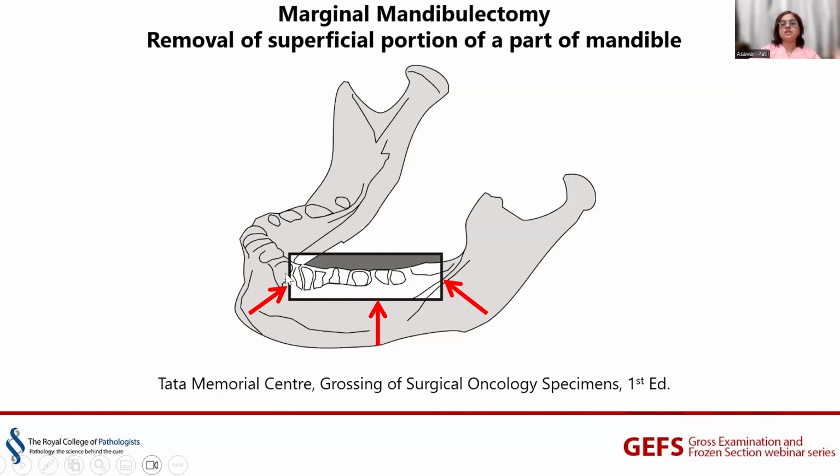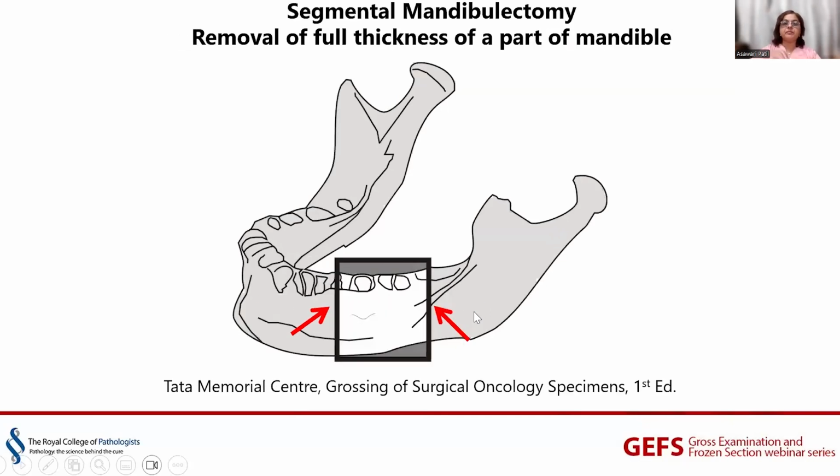Now here we need to understand, when we get this kind of specimen from a marginal mandibulectomy, there are three bony cut margins we need to have. One is anterior on the left hand side, posterior on the right hand side, and inferior below. All of them are denoted by red arrows in this diagram.